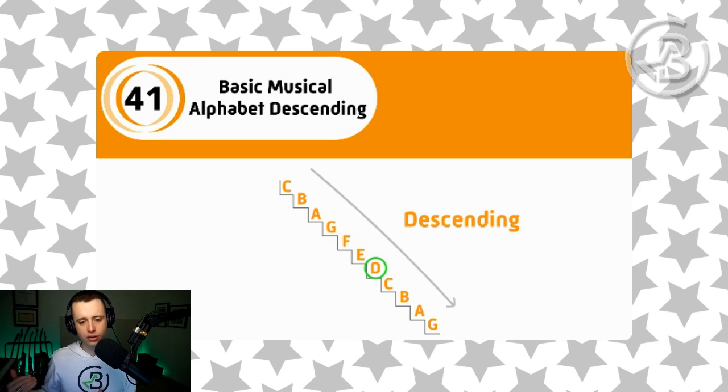or from high to low. You can stop on any letter too. See, this one stops on G? Totally cool to do that too. So basically, the basic musical alphabet is a way of thinking about going from low notes to high notes to low notes, round and round we go. I will see you in the next lesson.